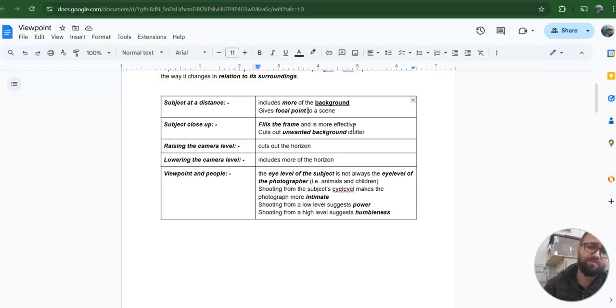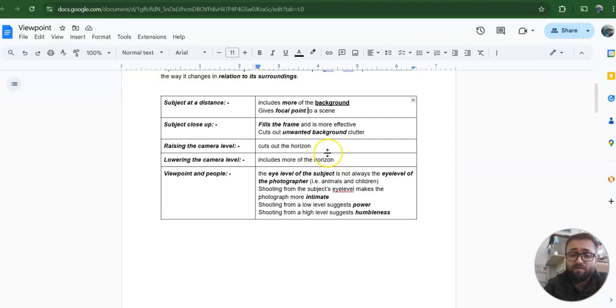Viewpoint and people. The eye level of the subject is not always the eye level of the photographer. For example, with children or animals, most of the time you're taking a photo downwards. Shooting from the subject's eye level makes the photograph more intimate. So when you are trying to take a photo of, let's say, your dog or your cat, it's a good idea to bend down and get to the same level as them, on their same eye level.